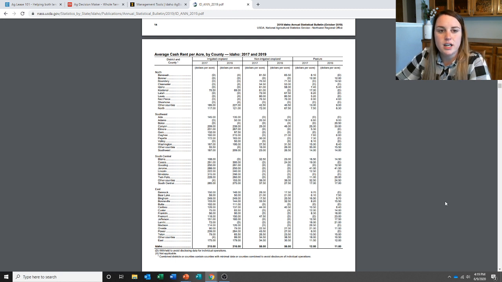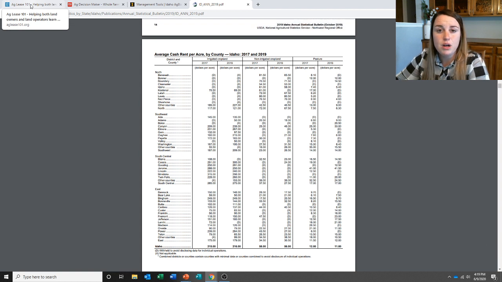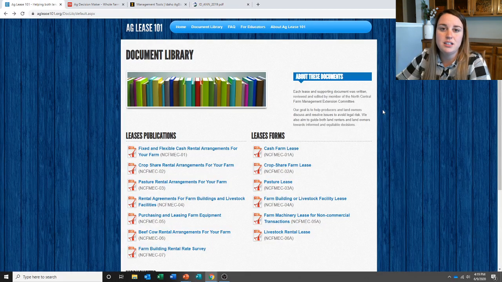So with that, I just wanted to show you guys a little bit of tools that can help you when it comes to deciding on cash rental rates, or how to come up with a lease or a rental agreement, which I just go back to this Ag Lease 101. Again, it's in the description box. I think it has a lot of forms that are very, very easy to use, and I think that it would be a great benefit for your operation or you as a landowner to protect yourself by having these written documents.